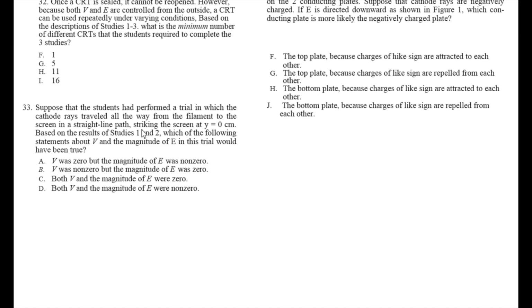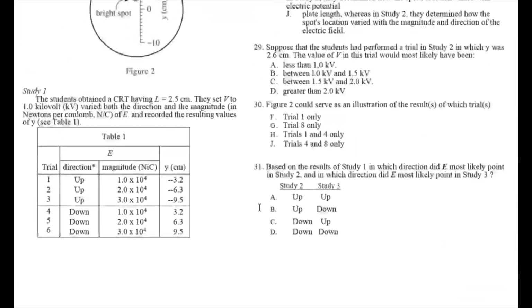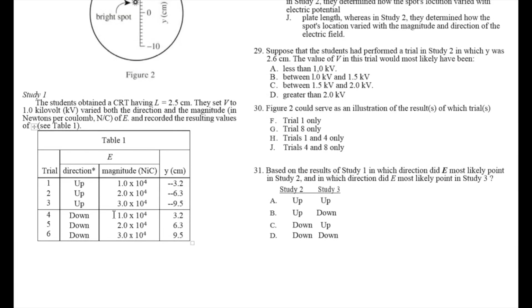when the straight line path of the cathode ray would strike the screen at y equals 0 centimeters. So let's scroll on up and look at studies 1 and 2. In study 1 we varied E, its magnitude and its direction, and we see that the resulting striking distance was between negative 9.5 and 9.5, and it looks like if E was around 0, then we would have y equals 0 centimeters. So that's kind of promising.